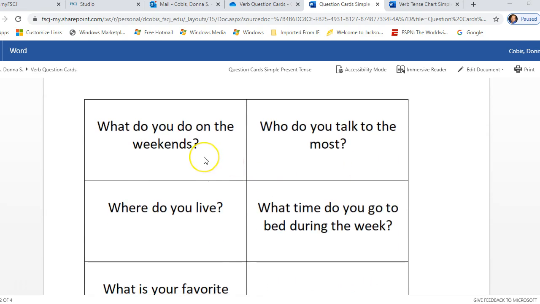What do you do on the weekends? I like to go to the beach. I like to go to the park with my children. I like to play soccer.